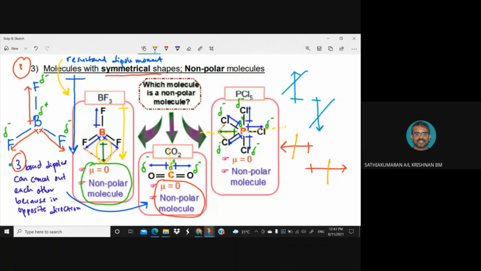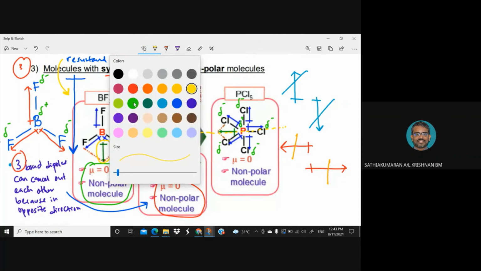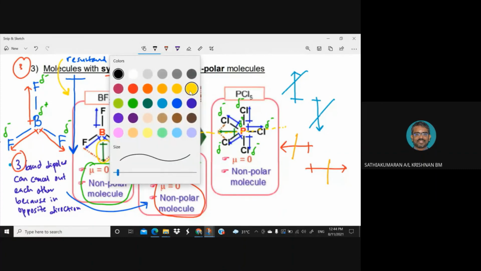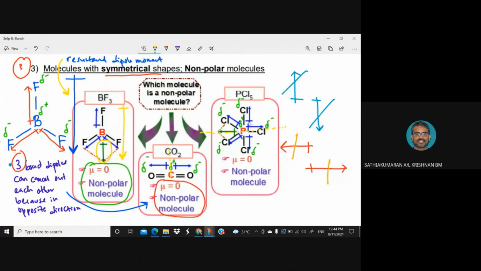Okay, now can these bond dipoles cancel out each other? You have to use these two concepts. You have to say this Cl with this Cl: are these two in opposite direction? This concept. Is it? So these two bond dipoles can cancel out each other.